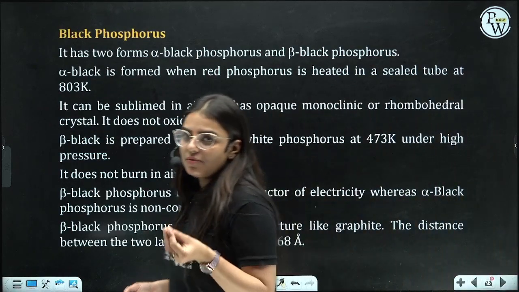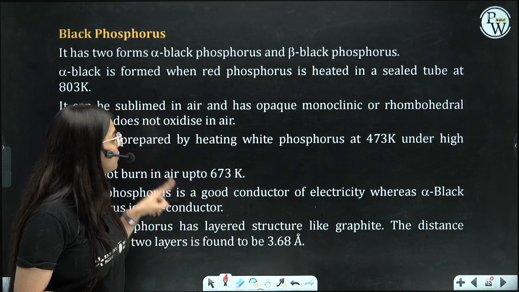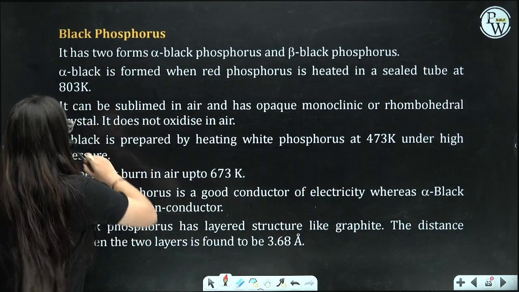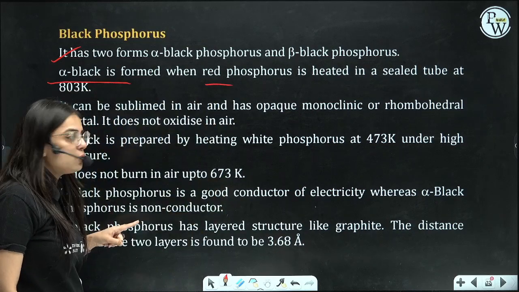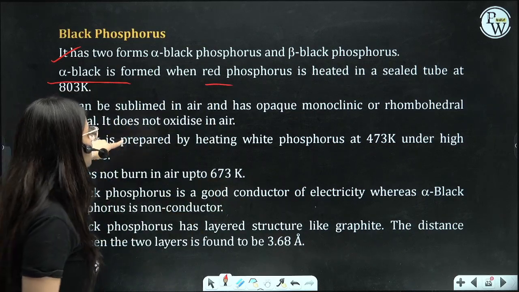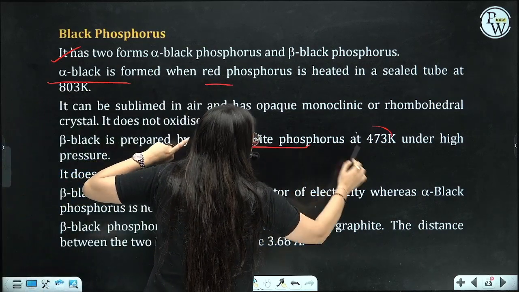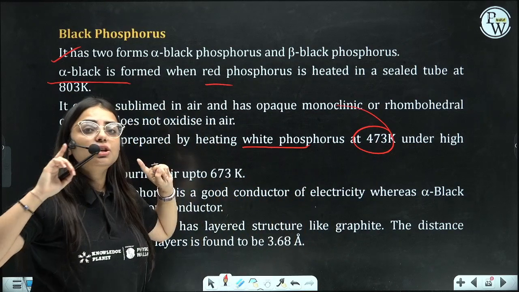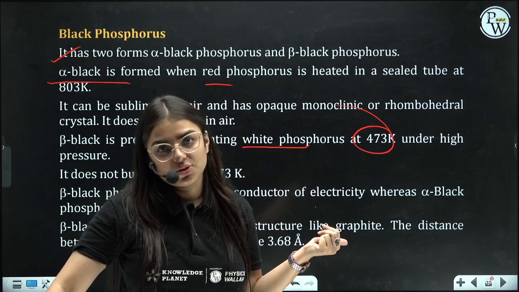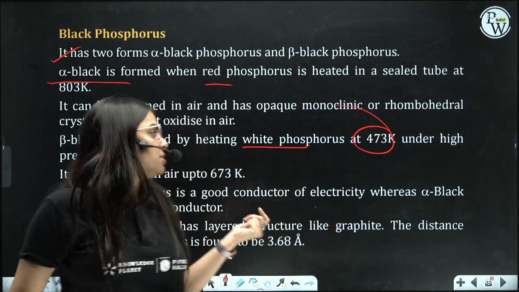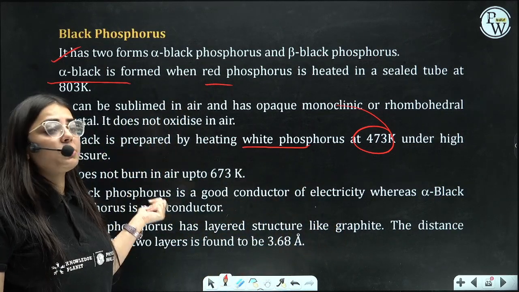Here comes black phosphorus. It has two forms, alpha black and beta black. What? Alpha and beta. See, alpha black is formed when red phosphorus is heated in a sealed tube, and beta black is formed by heating white phosphorus at 473 Kelvin. So you need to learn the temperature, because if you heat white phosphorus, you can obtain the previous phosphorus as well, right? The red one. Similarly, by heating white phosphorus, you can obtain beta black also.